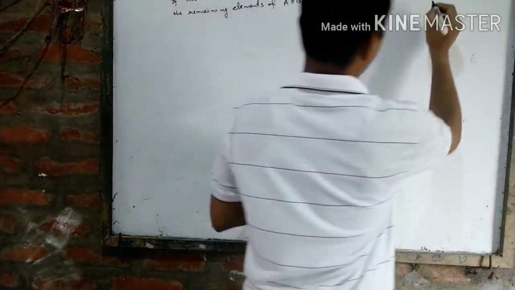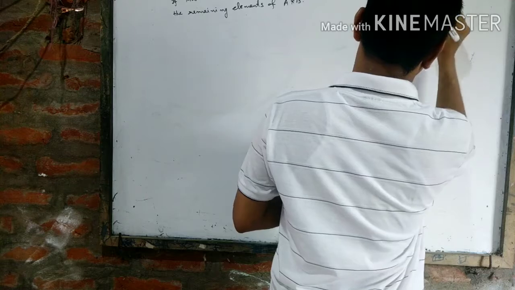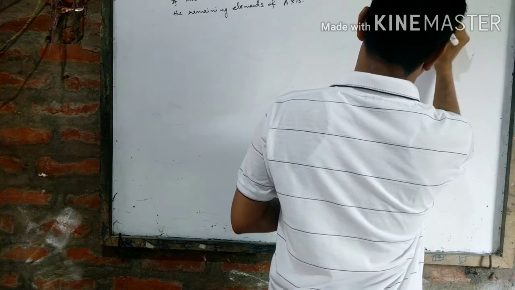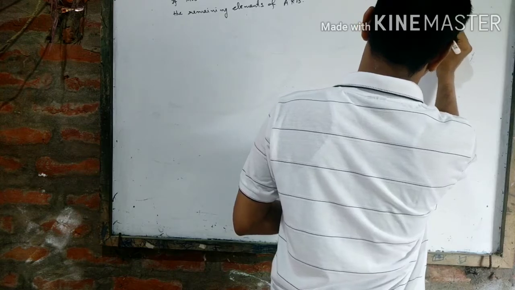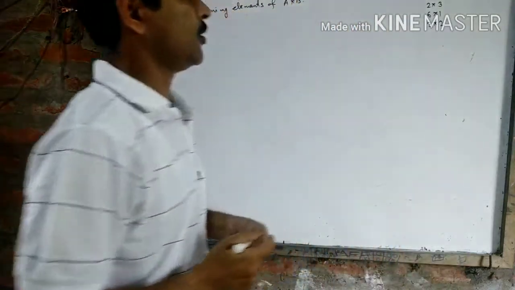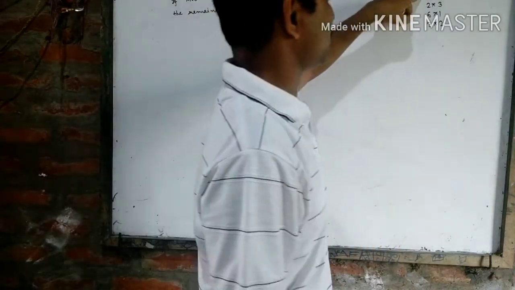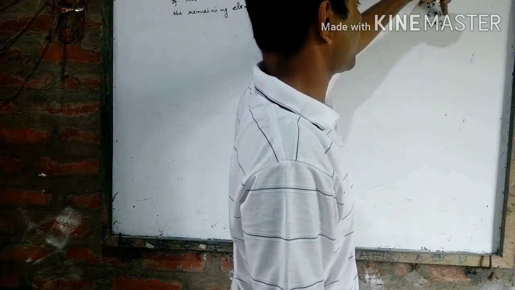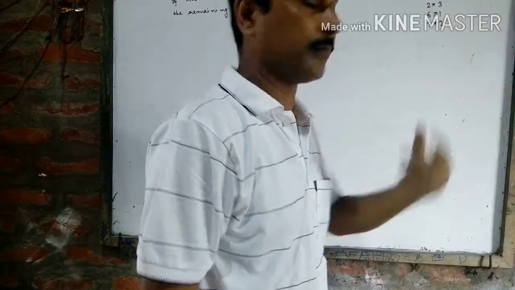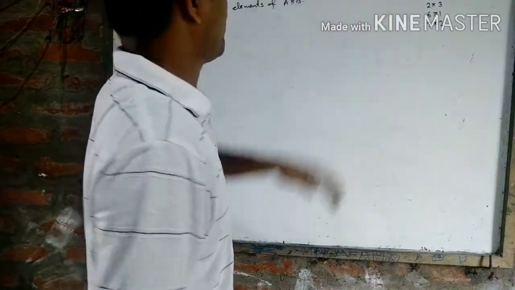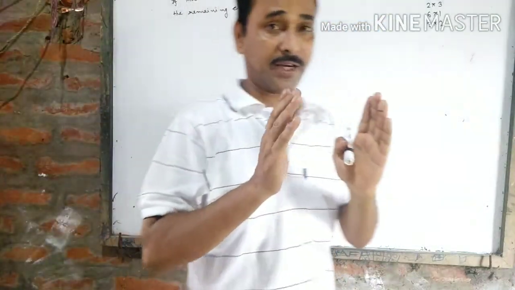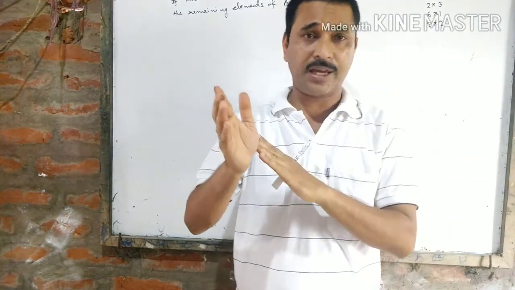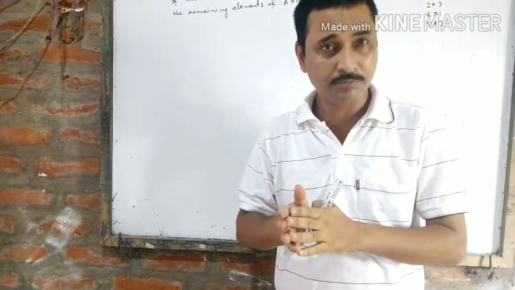There may be 1 into 6 equal to 6, 2 into 3 is equal to 6, 6 into 1 is equal to 6, 3 into 2 is equal to 6. So probable number of elements of A is 1, 2, 6 or 3. And probable number of B is 6, 3, 1 or 2. Let us find how many elements are there. From the ordered pairs, we know that in A cross B, the first element comes from A and the second element comes from B.